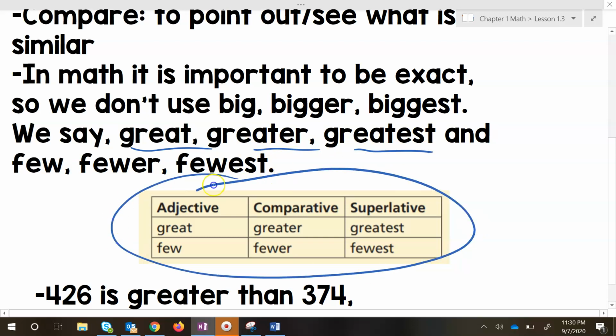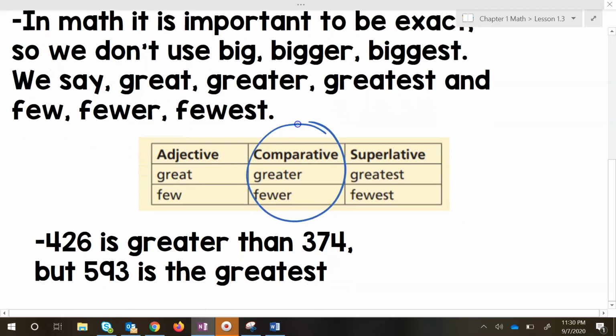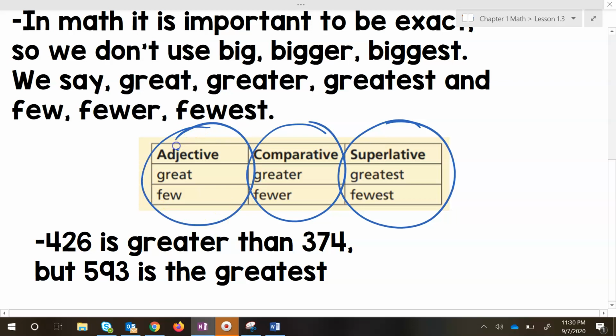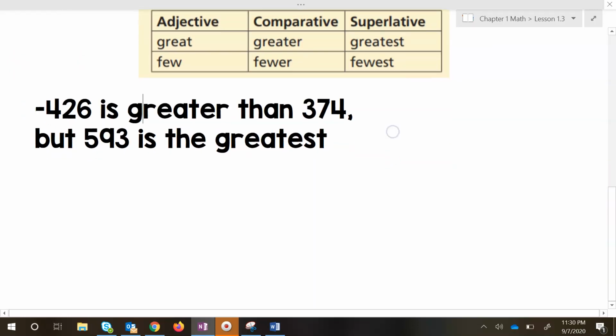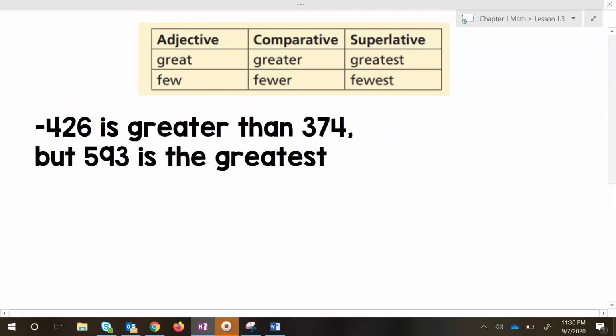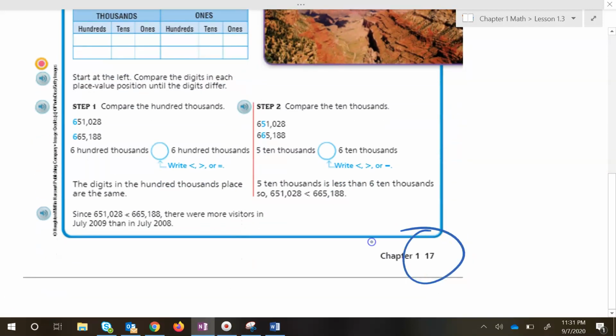I want you to go ahead and take a look at this chart and pause if you need to. These words are comparing, and this means the most, and this means just what the description is. So 426 is greater, that means bigger, than 374, but 593 is the greatest out of all three of those numbers. All right, open your Go Math books to page 17.